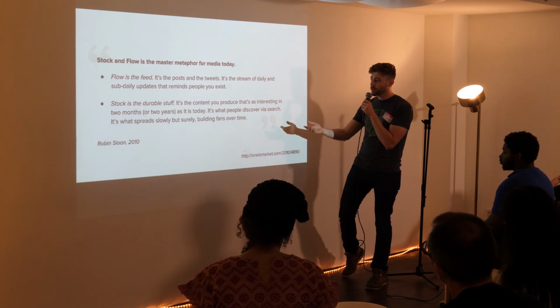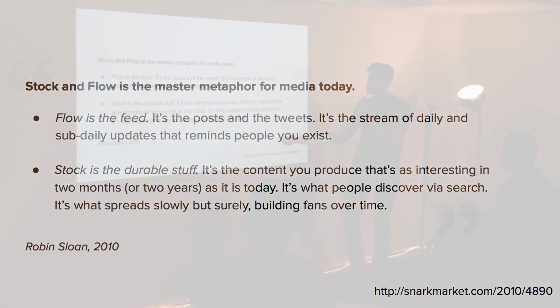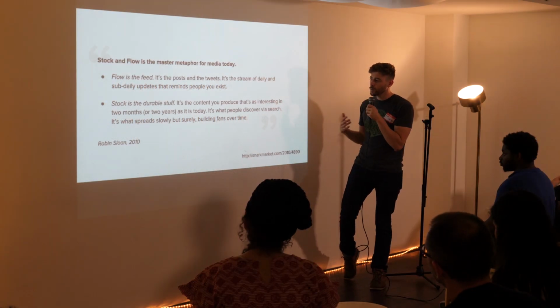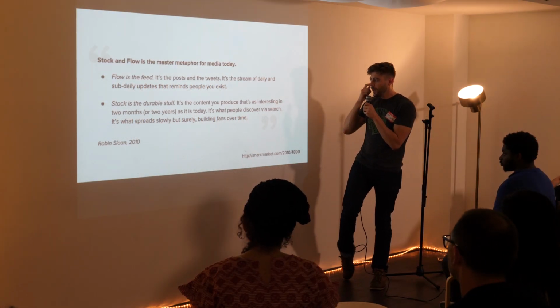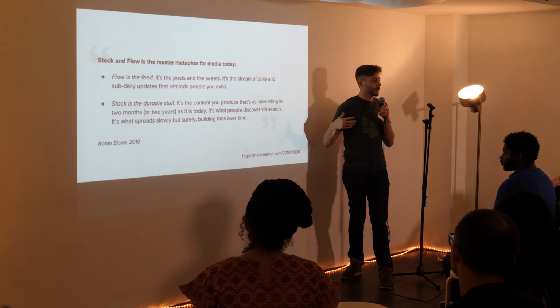So it's the idea of stock and flow. And flow is kind of what you see around the news cycle. It's the posts, it's the tweets, it's the stream of content that you kind of have to publish if you're a media entity to remind all your followers that you still exist. And then the opposite of that is more or less what we try to do from a content perspective. And it's the stuff that we hope, if published today, will be just as relevant 2 years from now.